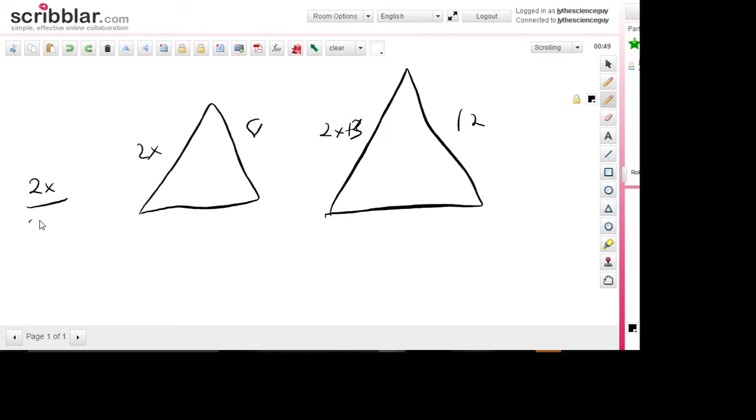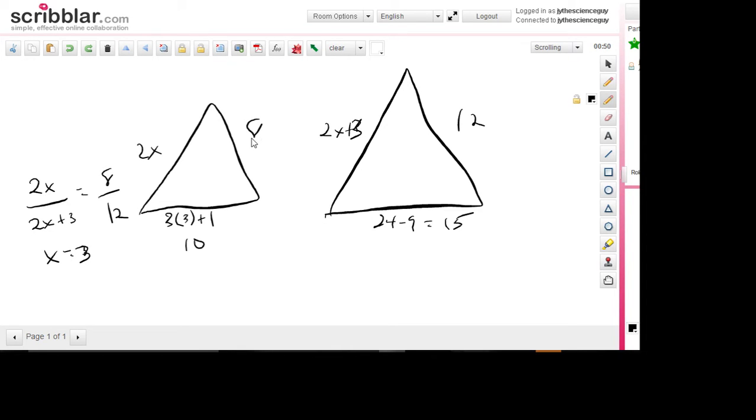2x over 2x plus 3 is equal to 8 over 12, right? And you got x was equal to 3, right? So if I look at the numbers and I stick 3 into this bottom number, 9 plus 1. What's 9 plus 1? 10. And then I'm going to stick it into this one. 24 minus 9. It equals 15.